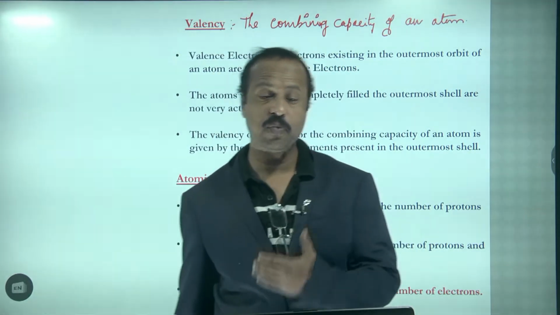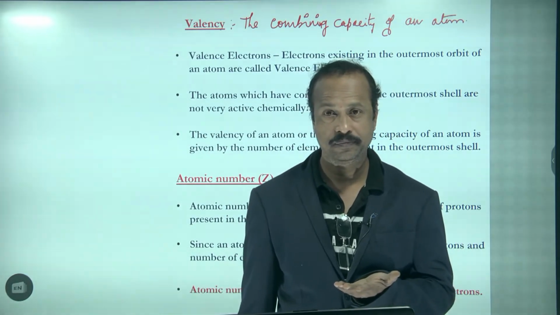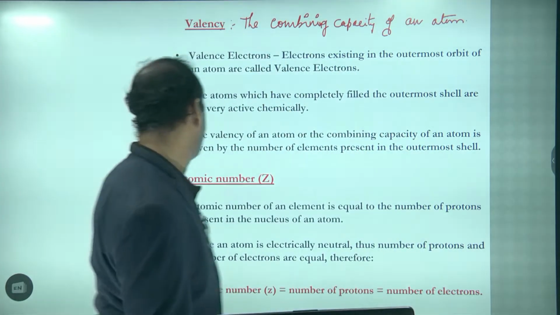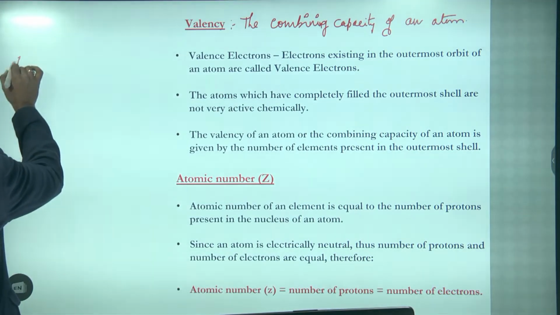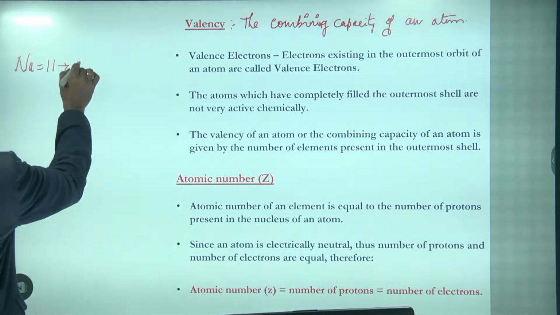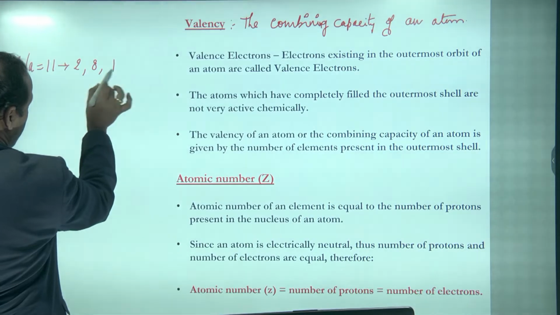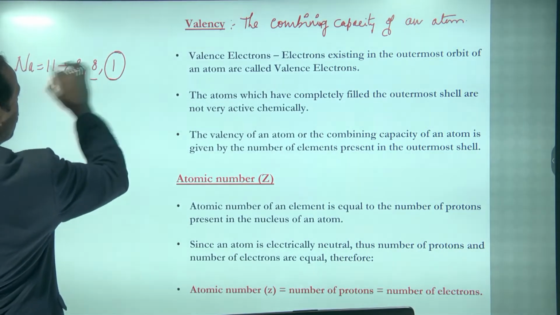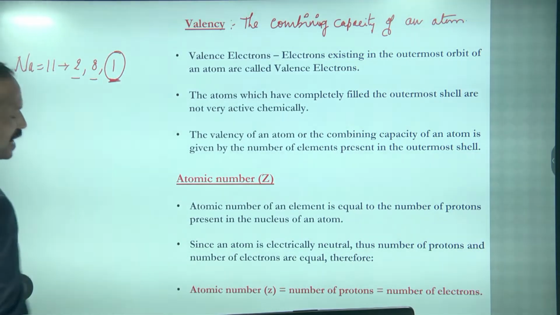Now, what are valence electrons? The number of electrons present in the outermost shell. For example, take sodium, whose atomic number is 11. If I write the electronic configuration, it is 2, 8, 1. Outermost shell means the last shell. This is the first shell, second shell, third shell. The number of electrons present in the last shell is called the valence electrons.